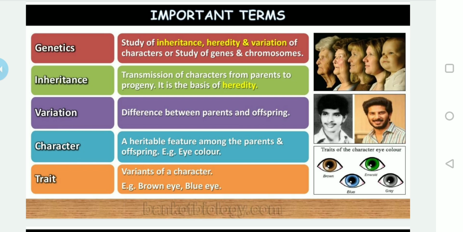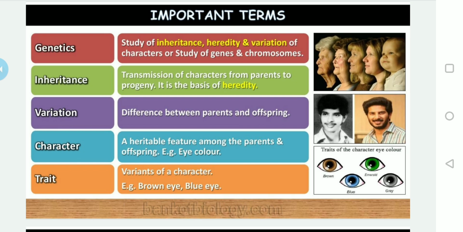If there is variation, surely there is a degree of differences. If there is no variation, there is no raw material for evolution. And remember, variation is the reason behind evolution. This is very important: variation can be seen only in the case of sexual reproduction.